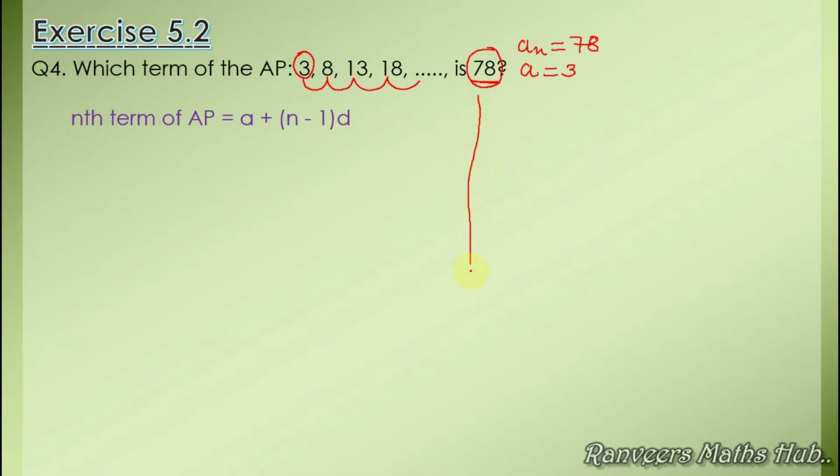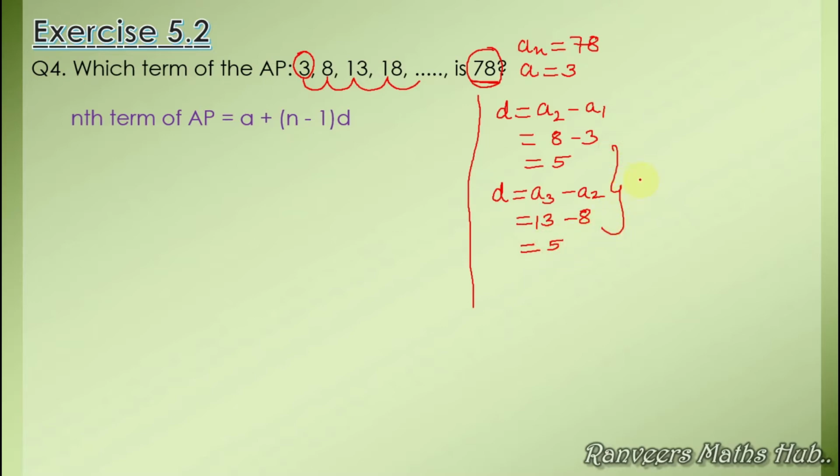So first of all we will find the value of common difference d. So common difference d in the first case is what? a2 minus a1. So what is the value of a2? 8 minus 3. So the value of common difference is 5. Okay, in the second case also we will check it again, that is a3 minus a2. So what is the value of a3? That is 13 minus 8. So again it is coming 5. So we are clear that now the common difference is what? 5. Okay, so now we got all the values.